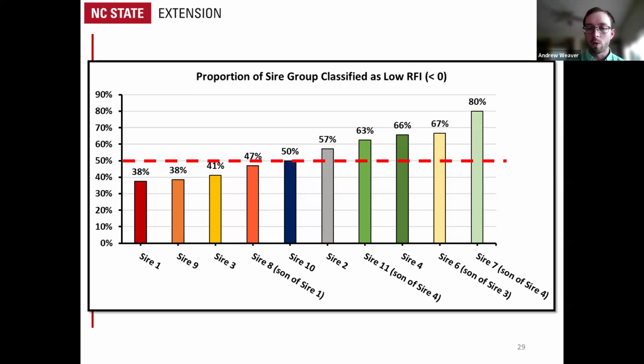Where if you look at sire 4, he's kind of the unique one. Sire 4, as well as the 2 sons of sire 4 that we've utilized, end up with 2/3 or more of their progeny classified in that low RFI, more efficient category. So that's encouraging, and that's pretty interesting. And we'll continue to build this data set and update these numbers as time goes on.